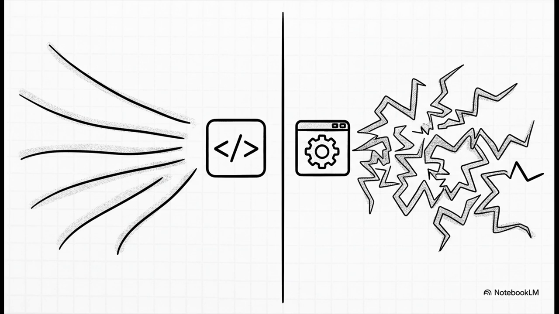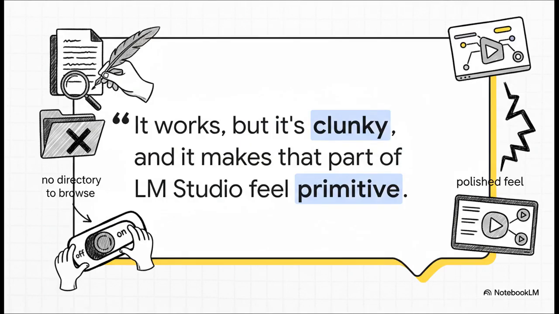But when you look at the app's built-in way of adding tools and integrations, yeah, that's where the shine really starts to come off. And the source material we're looking at doesn't pull any punches here. It says, and I'm quoting, "There is currently no automated mechanism for adding integrations. It works, but it's clunky, and it makes that part of LM Studio feel primitive. And for a developer, that's a big deal, right? It just slows everything down and makes building cool, complex tools a tedious, frustrating process."